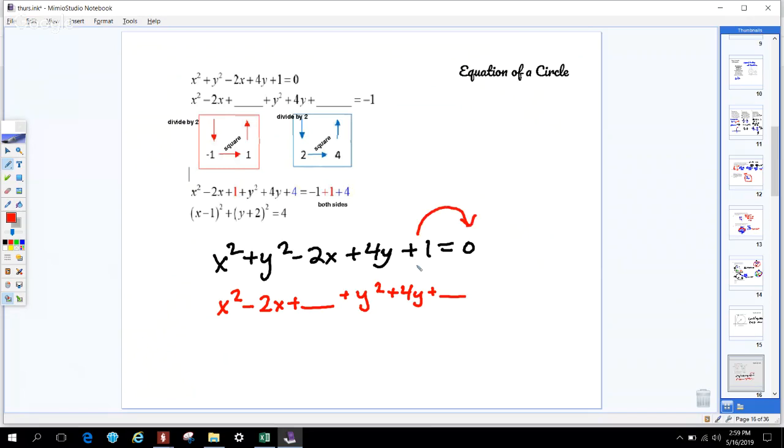So because this says plus 1, the inverse operation of adding 1 is subtracting 1. So this is actually going to equal -1. Now I have to just write the formula that I get right from the formula sheet. I know I'm going to do (x minus something) squared plus (y minus something) squared equals, and we don't know.